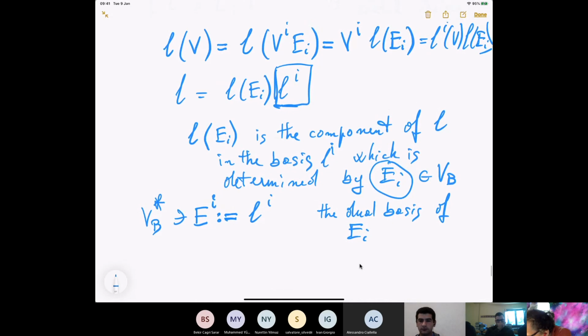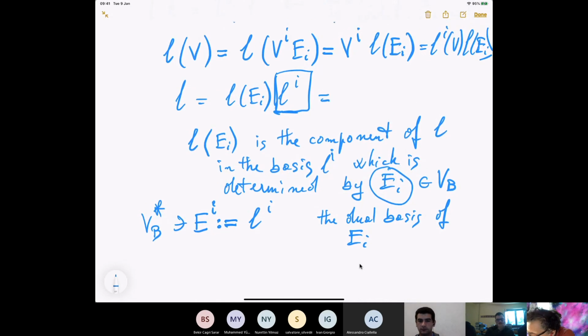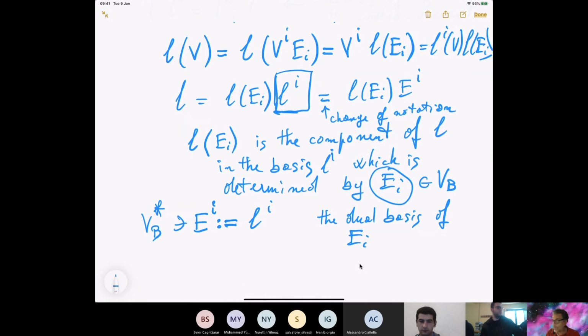So this formula now, with this change of notation, becomes L Ei, Ei at the top. Okay.